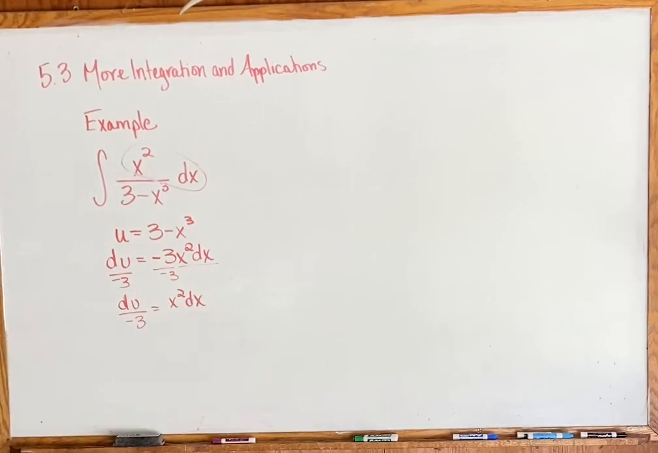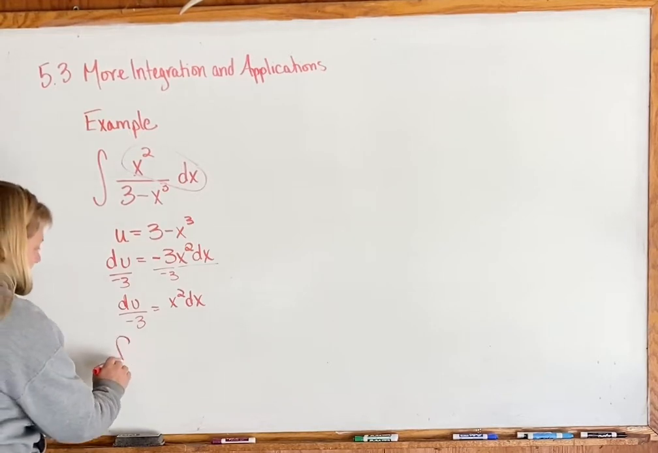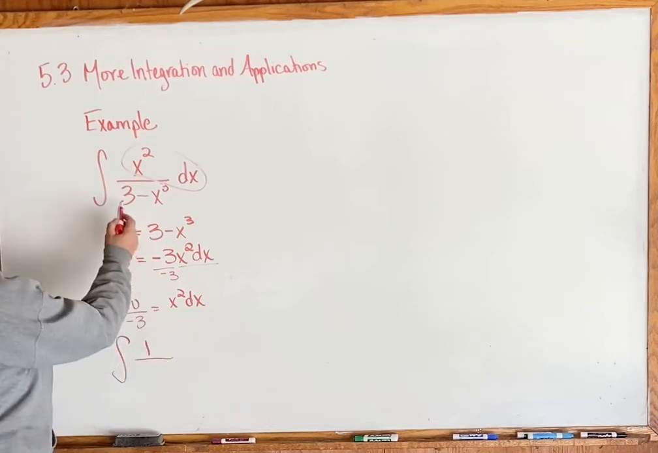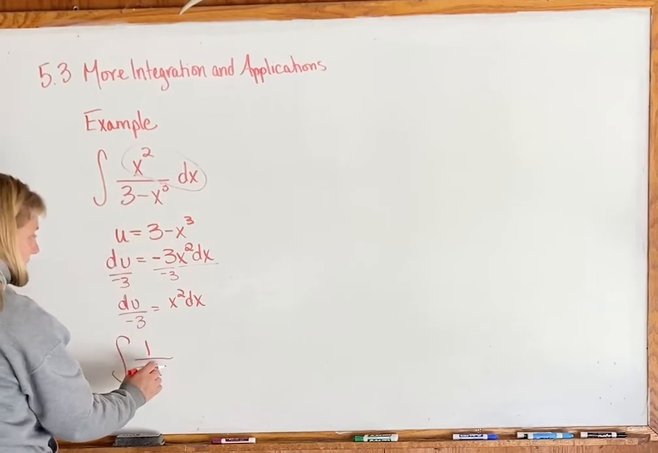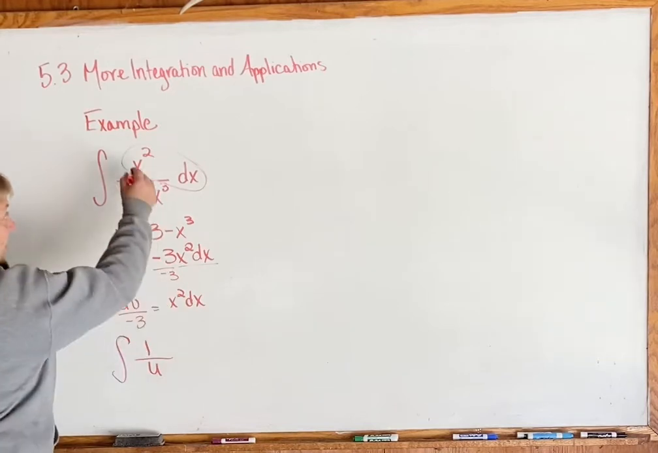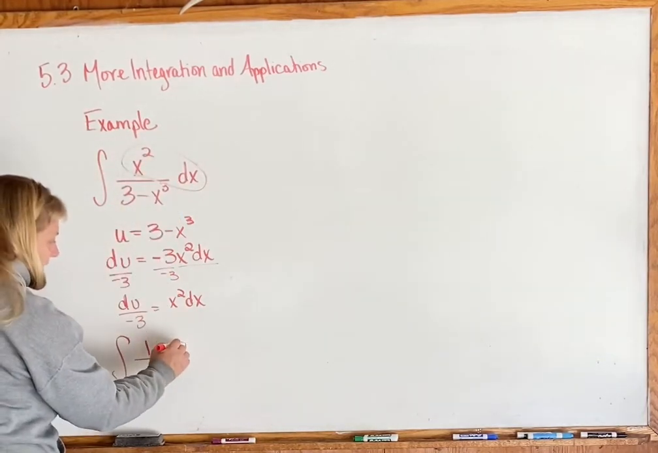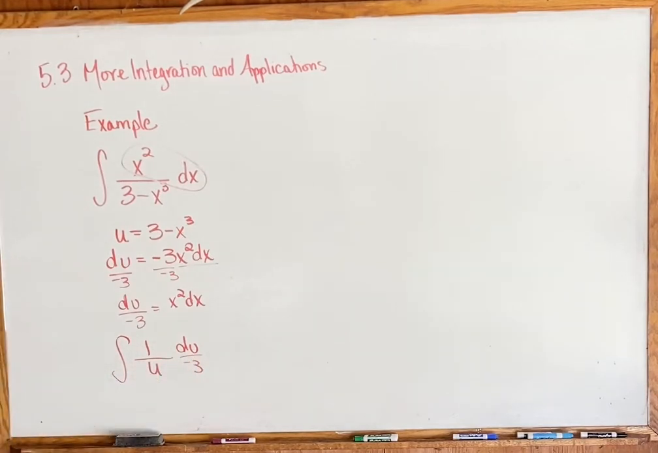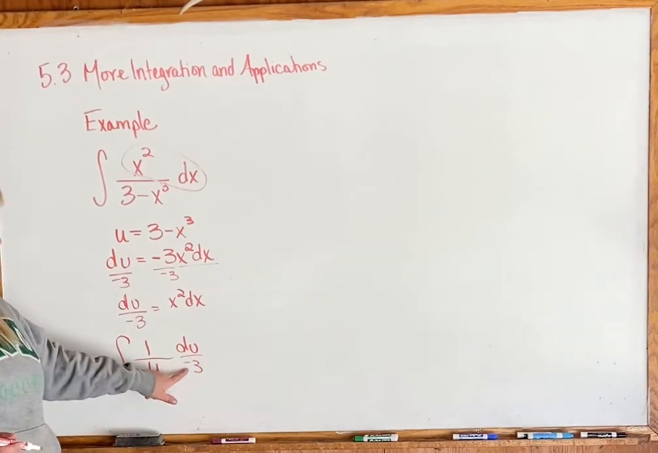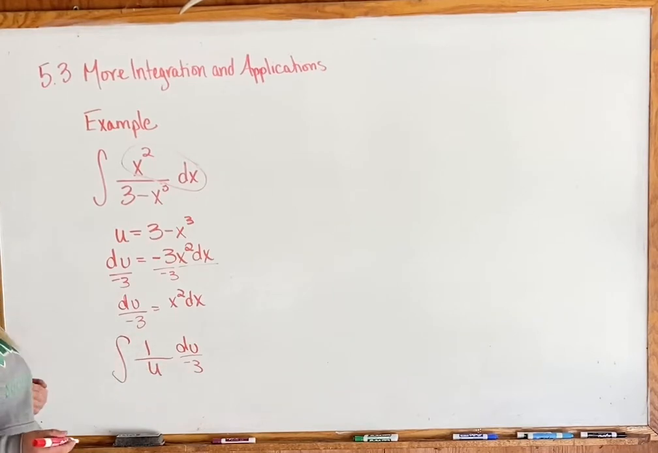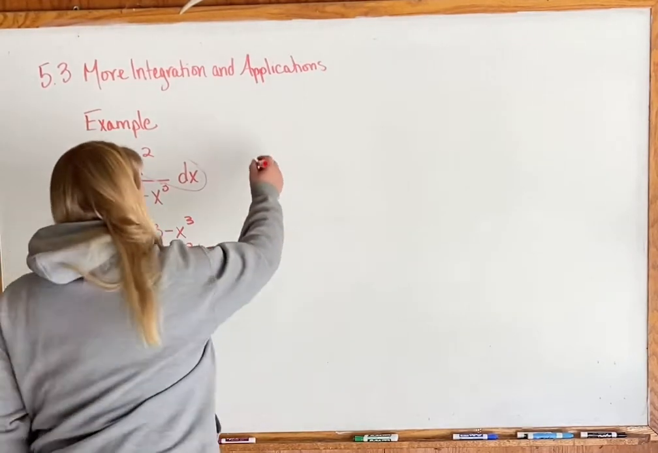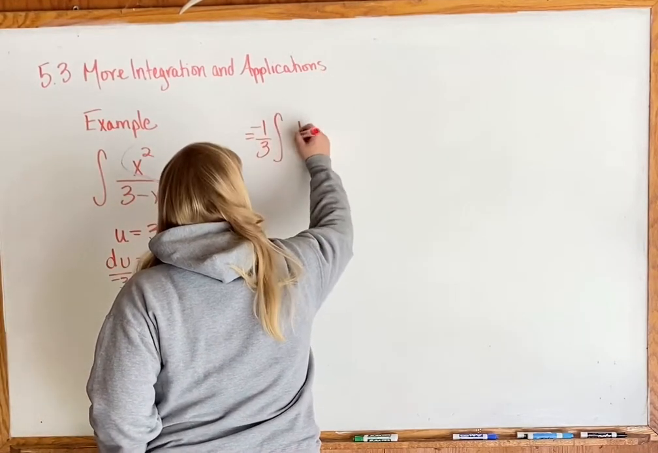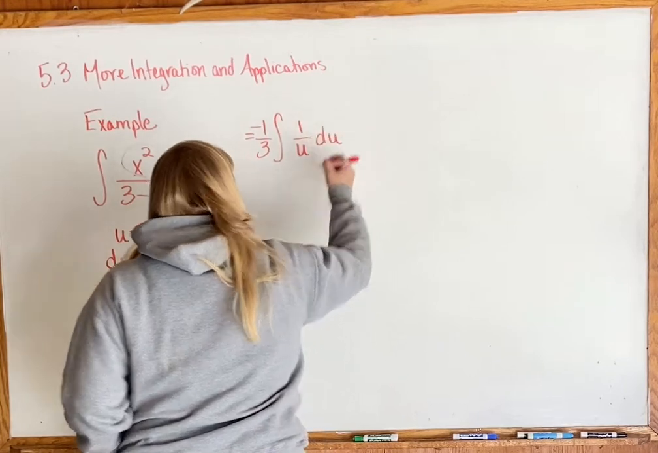Now we are ready to do our substitution. So we have the integral, and now all that's going to be up top is 1, and the bottom is going to be just u. Now, in place of the x squared dx, we're going to put the du over negative 3. But remember, as we talked about in the last section, that negative 3 is just a constant that's going to come along for the ride, so we can move it all the way out to the front. Negative 1/3 integral of 1 over u du.